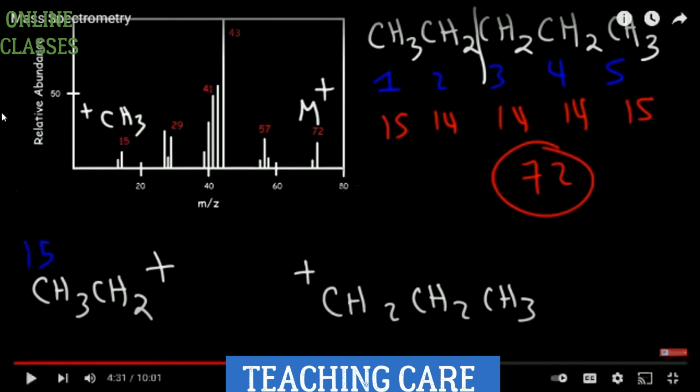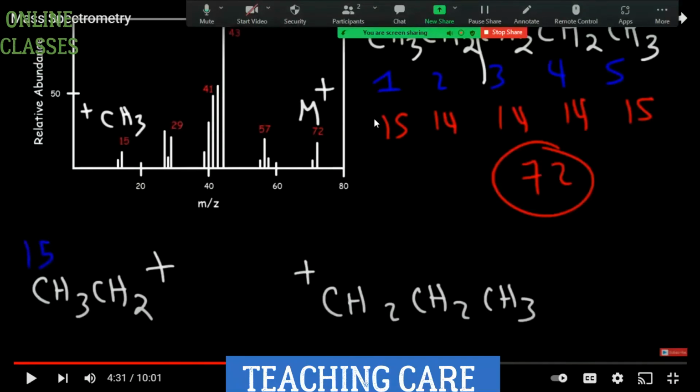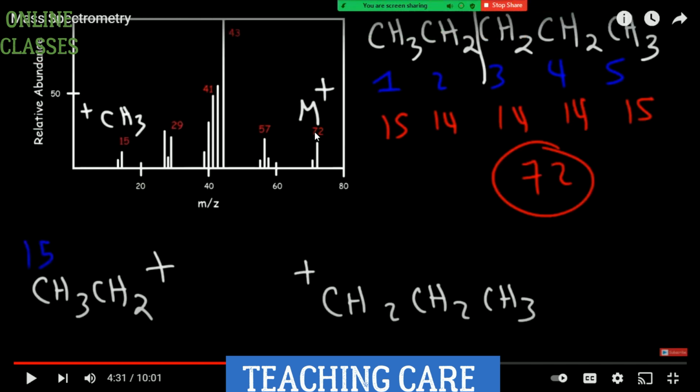What is this 72 at this point? Then this is the first two, CH2, CH3. This will give us 15, plus this one is 14. So it will be 29. This peak will be for the CH3CH2 cation, and the peak with the maximum height is this one. The whole thing represents this peak. Got it?